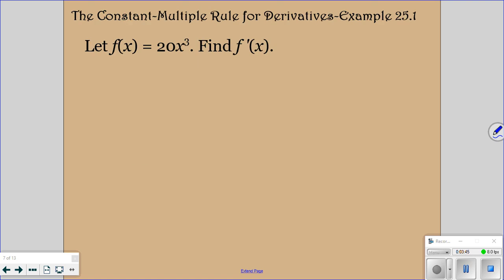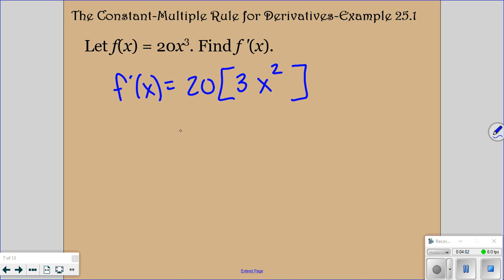So we have 20x cubed, and we want to find the derivative. So we're going to take the derivative of just x cubed, because the 20 is just some number. So the derivative of x cubed would be 3 and then x to the 2. And then you just multiply, and so you get 60x squared. And so that's how you would take the derivative of a constant in front of your function.